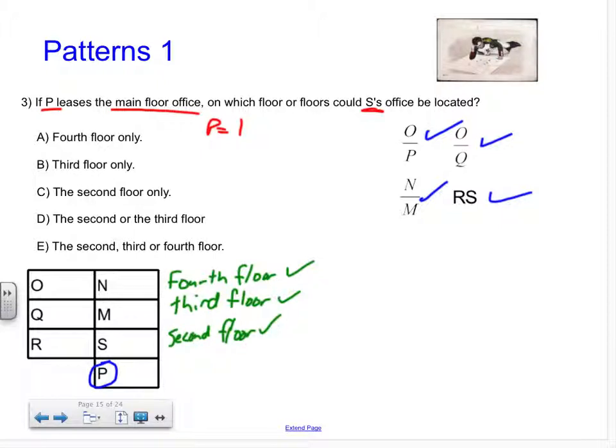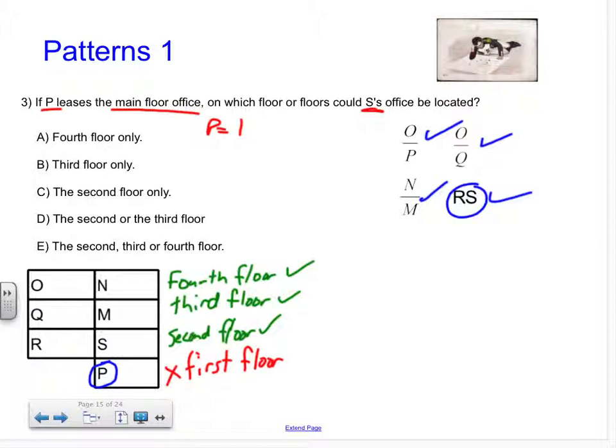Check. And we know that we don't have to try the 1st floor. Well, first off, it's not an option. But secondly, we know that R and S need to go together. So there's no way that it would work on the 1st floor. Let's try floor again. 1st floor. It's the trouble with writing too quickly.